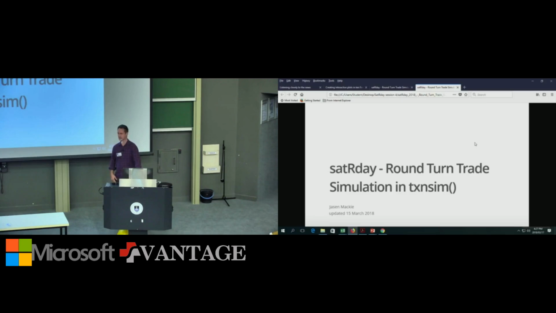Today I'm going to be talking about round turn trade simulation in a function called txnsim, or txnsim if you like. It's a function I've been building with Brian Peterson. He's a market maker in Chicago, a fairly well renowned R finance contributor. He's built many packages that you'll find on CRAN. The package that we've built txnsim in is on GitHub. Again, that package is called blotter.